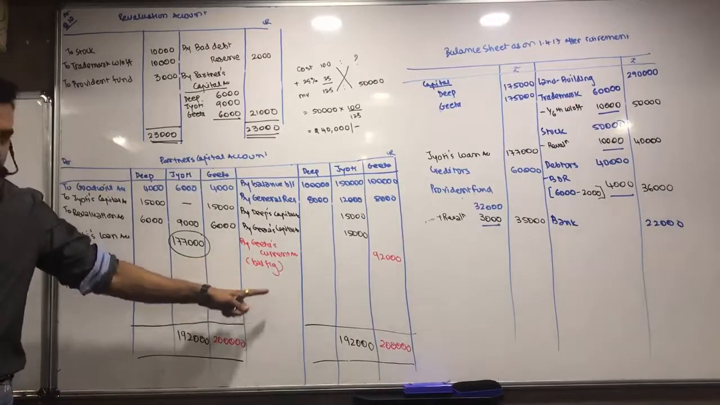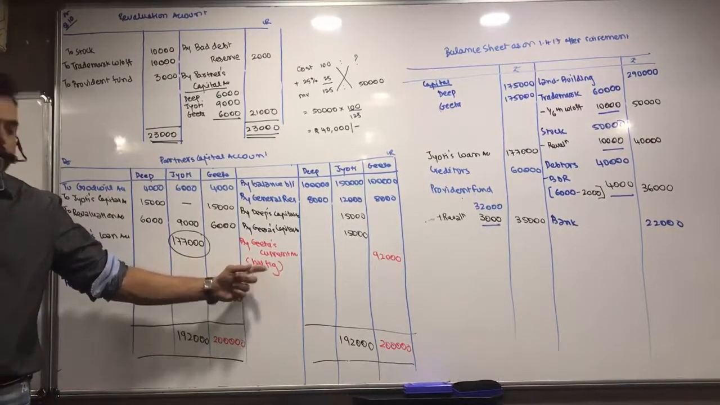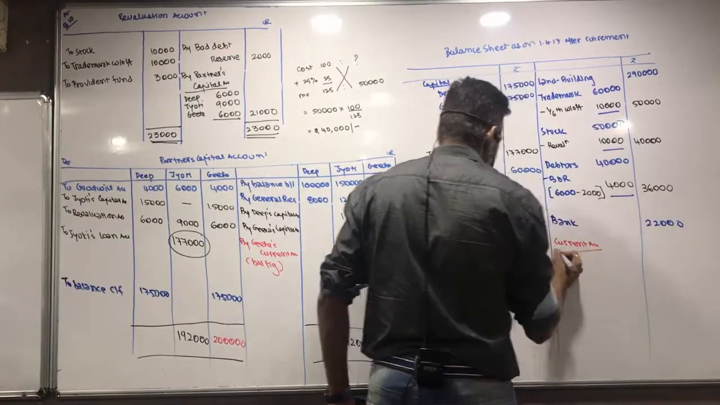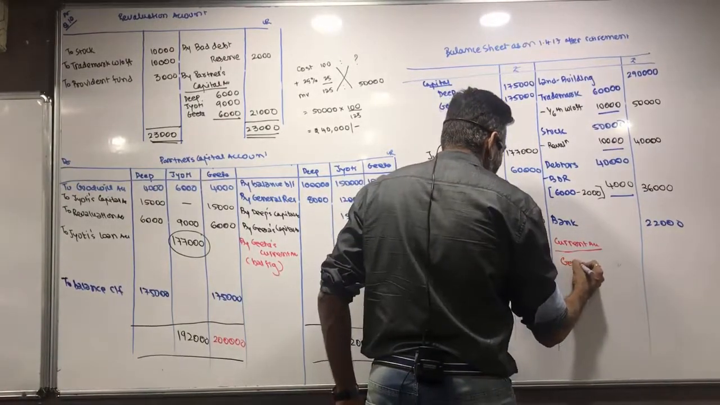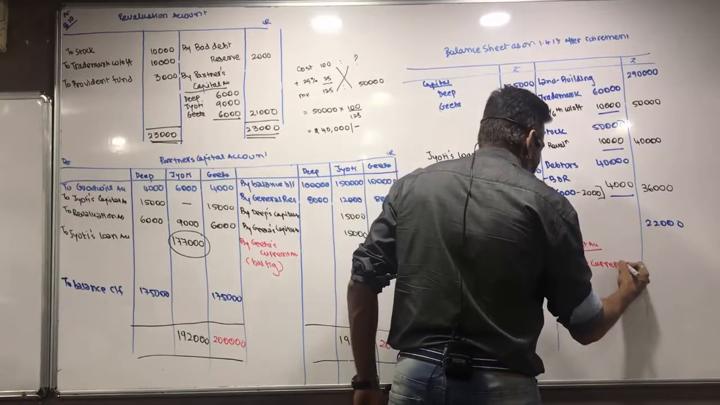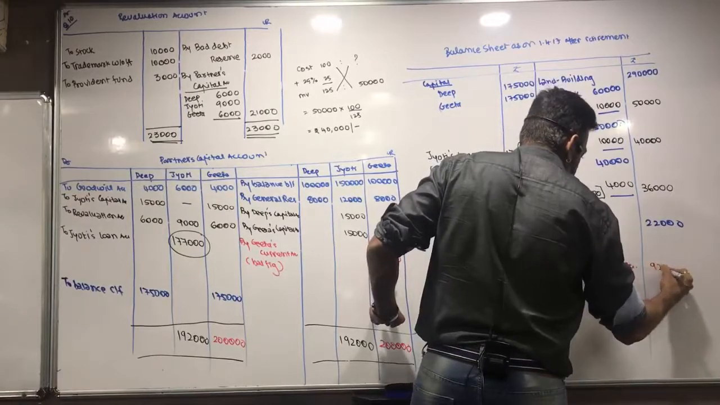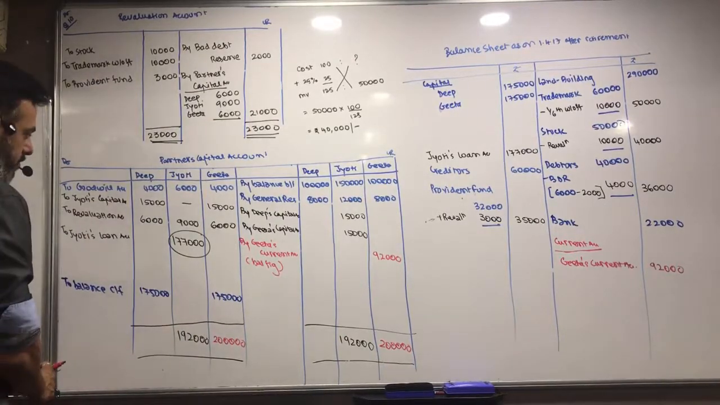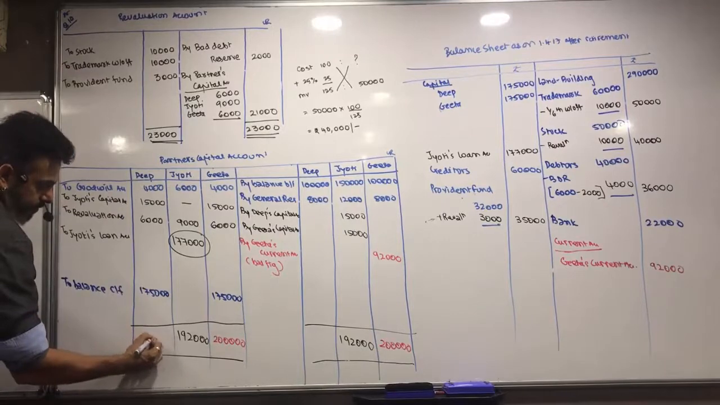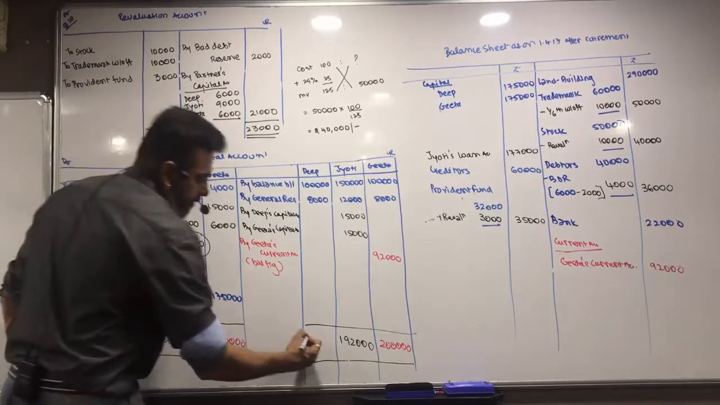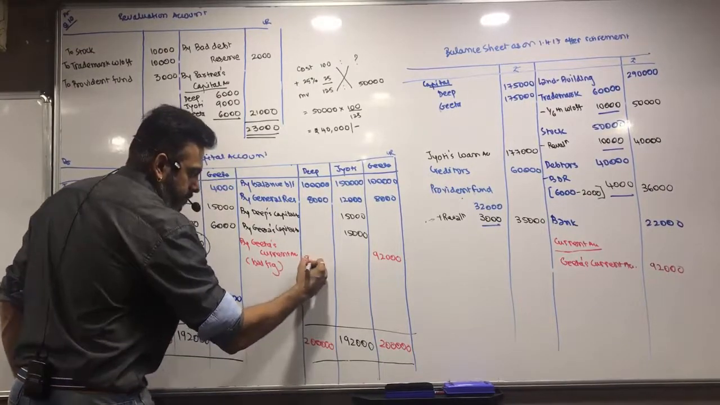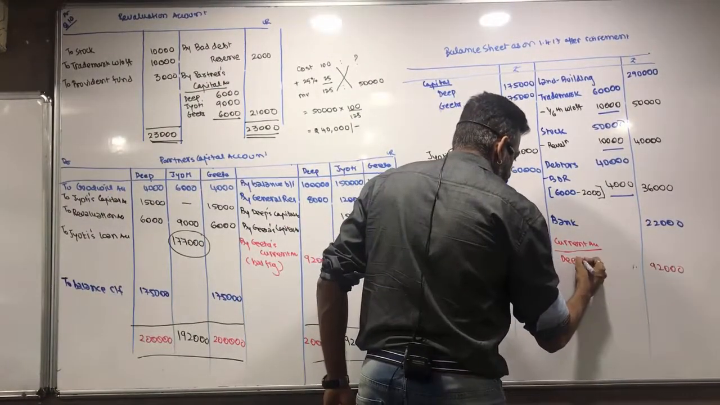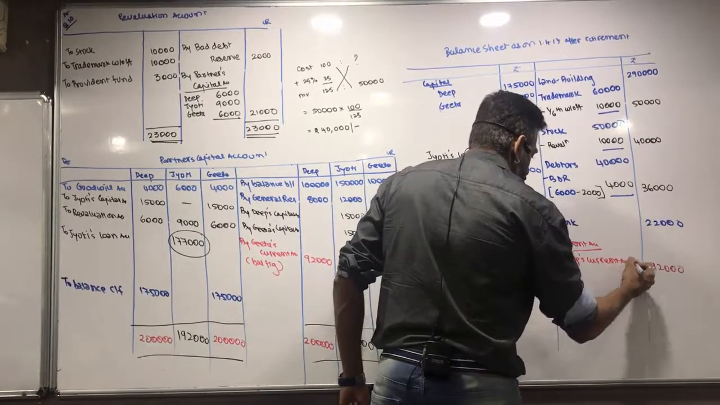What balance is this, debit or credit? Debit balance. So balance sheet asset side, current account, 92,000. Deep. Which side is more? Debit side. 2 lakh. Same. Deep's current account.